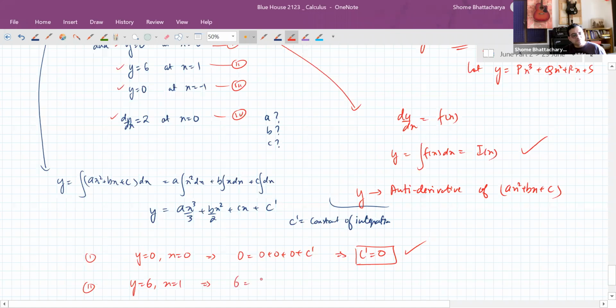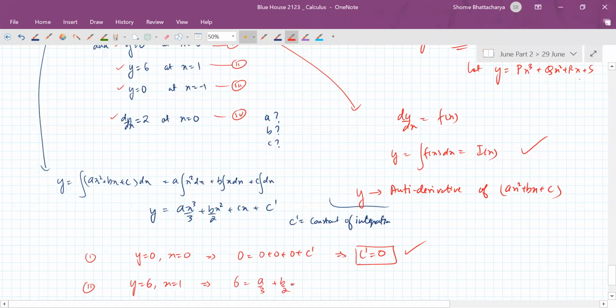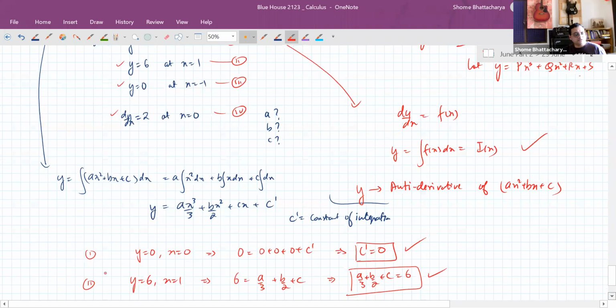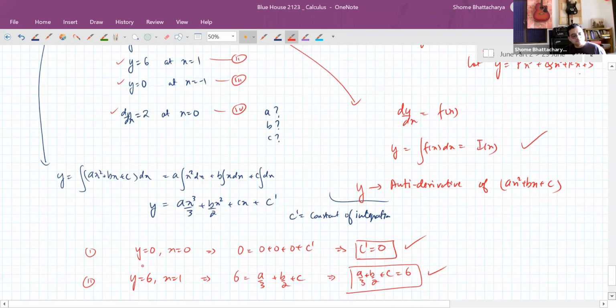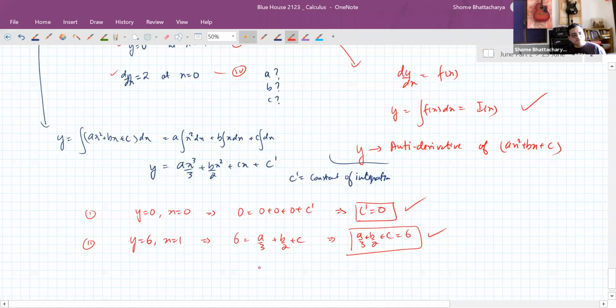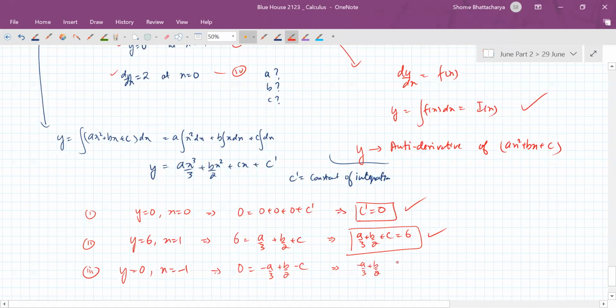Okay. And the second thing will tell us that y is equal to 6 for x equal to 1. So that means 6 is equal to a by 3 plus b by 2 plus c. Okay. So see this, a by 3 plus b by 2 plus c is equal to 6. And the third thing is telling us that y is 0 for x equal to minus 1. So substitute that here, so we'll get 0 is equal to minus a by 3 plus b by 2 minus c. So minus a by 3 plus b by 2 minus c is equal to 0.